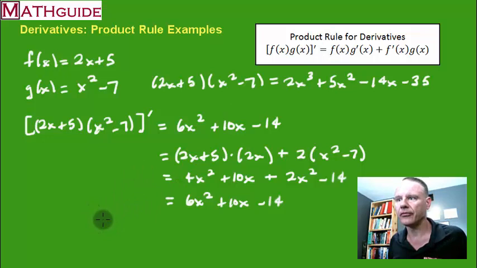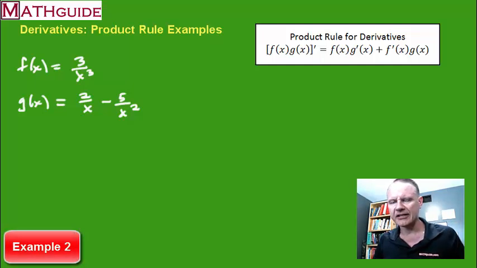I do have a MathGuide video for a proof, but this demonstrates that using this formula gives you an answer that you would get had we multiplied these two binomials together and then took the derivative. So it kind of verifies what we're doing is correct, and it gives us a chance to practice some skills. Let's try another example.